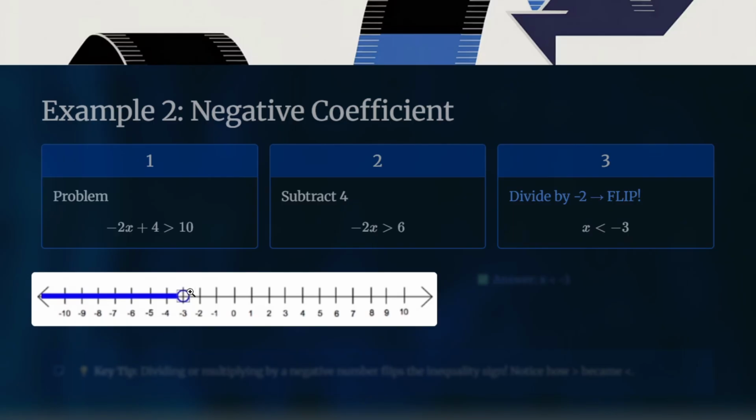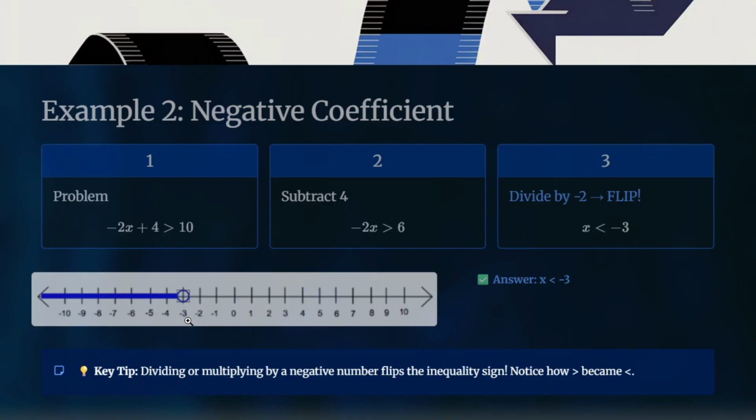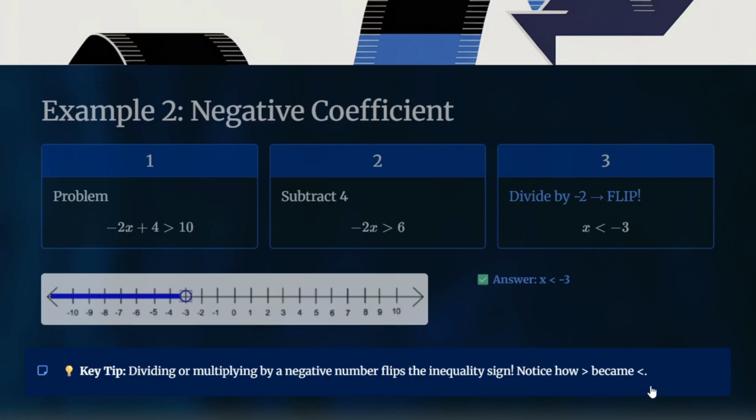So you can see once again that I have an open circle at negative 3 because that is not included in our solution, and a line to the left of it because all values that are less than negative 3 are included in the solution. So remember, if dividing or multiplying by a negative number, you must flip the sign of the inequality or flip the direction. So notice how greater than became less than.